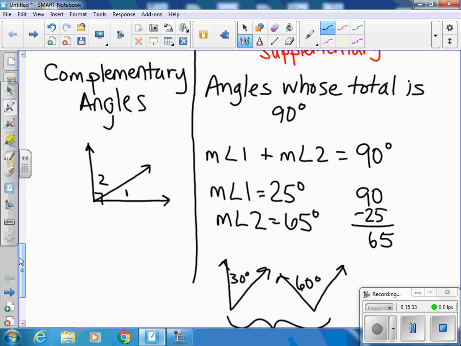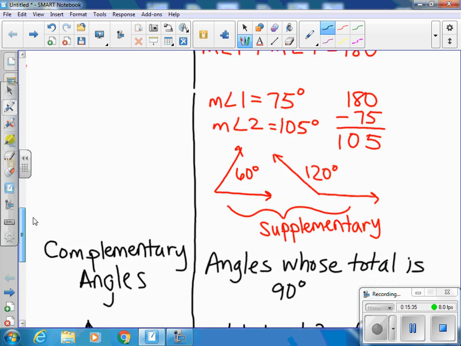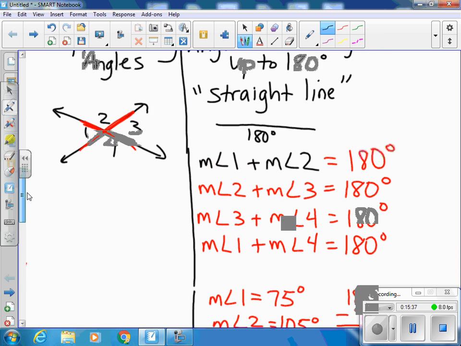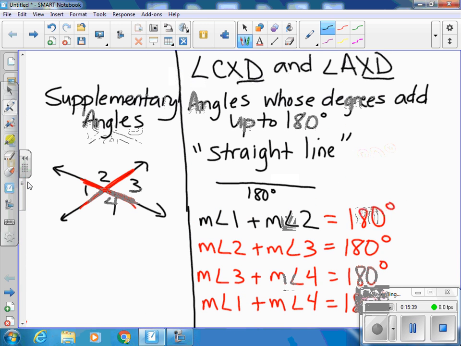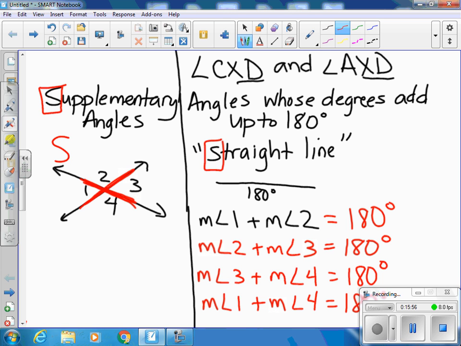Now the trick to remembering these, and the silly way to help you with this, and sometimes it works and sometimes it doesn't. For supplementary, the best trick that I've got for you is the letters it starts with. S for supplementary and S for straight. If you can remember that, then you'll remember that it's 180 degrees. Another way that you can look at it is if you take your S and you connect it around to look like an 8, put a 1 in front of it, 0 behind it, it makes 180. You can't do that with the word complementary.